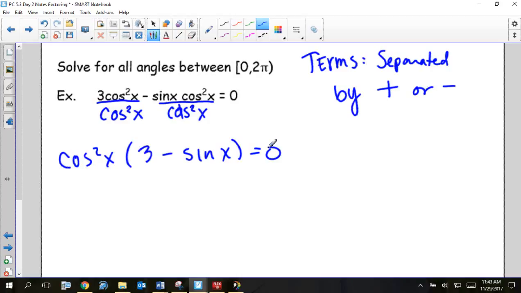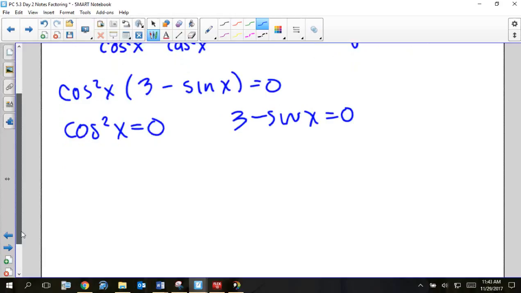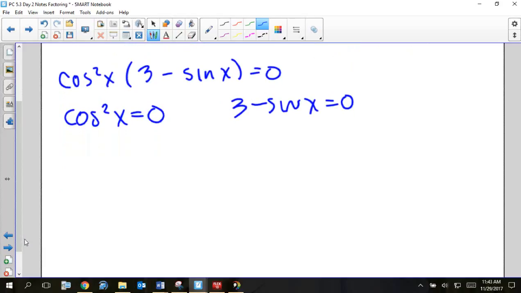What do we do with each factor? So I have cosine squared x equals 0, and then I have 3 minus sine x equals 0. We're going to solve for each factor. So how would I solve for cosine squared x? Okay, I'm going to square root, and when I square root, I've got to put plus minus in. What is the square root of 0? Is there a positive or negative 0? No, so that one's just still 0.